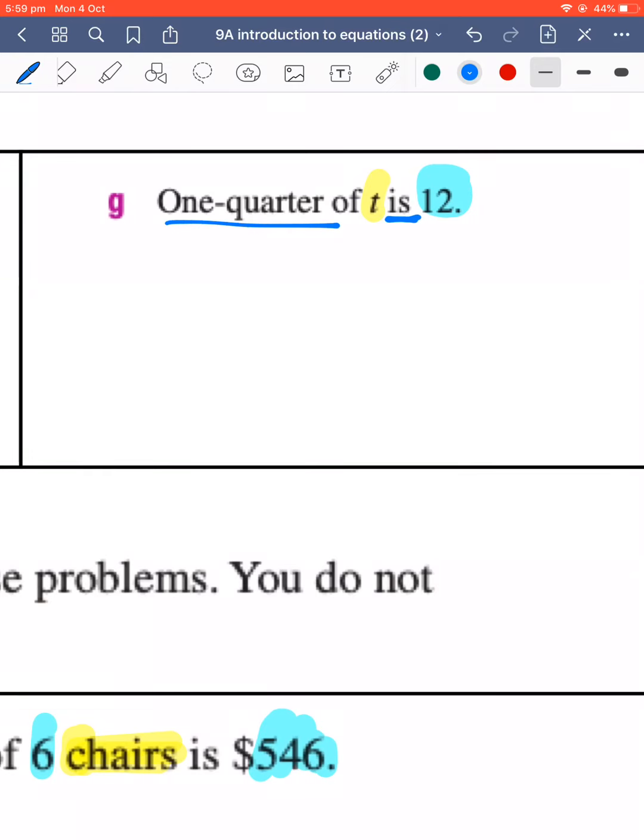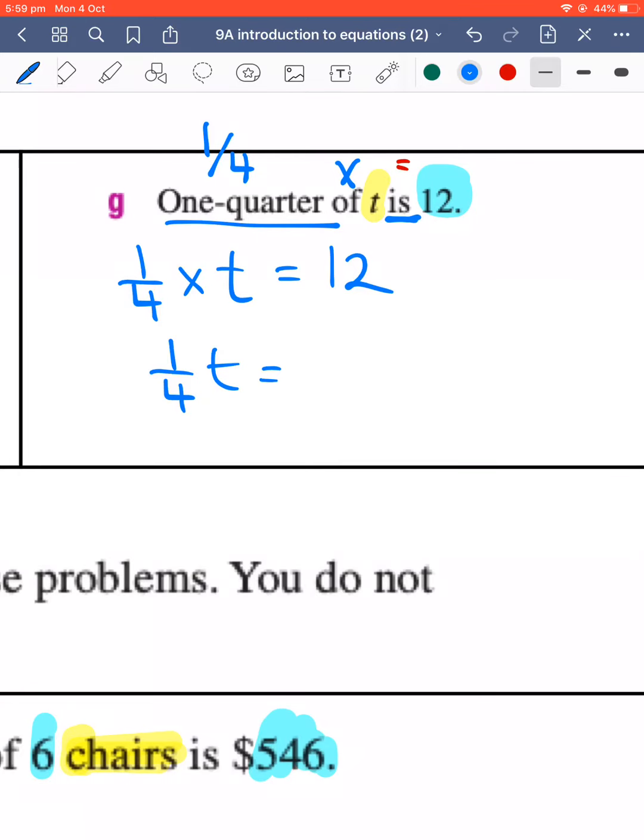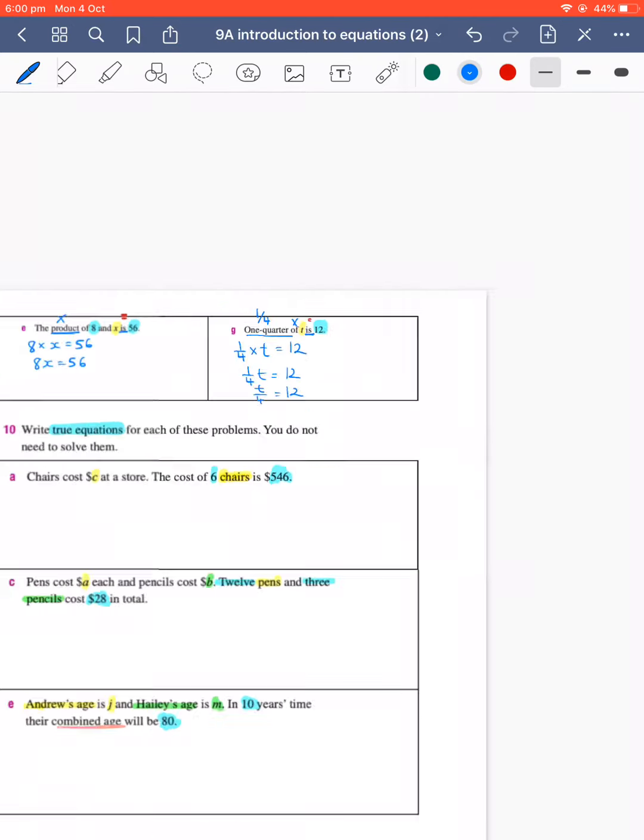Next one, 1/4. We can rewrite something as a number. So 1/4 of t. This word of actually means multiply. So I end up with 1/4 multiplied by my t. And again, is gives me my equal sign, equals 12. If I want to write it a bit nicer, I could write 1/4 t equals 12, or you could also write it as t over 4 equals 12.